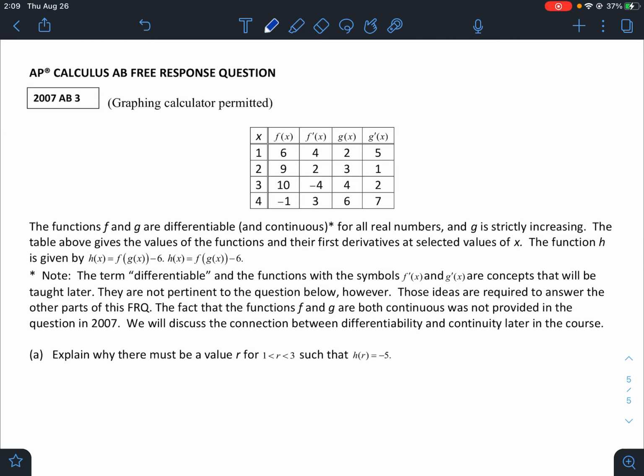Okay? There are other parts to this problem that they are pertinent to, but I don't have those other parts here. All we're worrying about is part A here. Okay? So it says explain why there must be a value r between 1 and 3 such that h of r equals negative 5. All right, so let's start here.